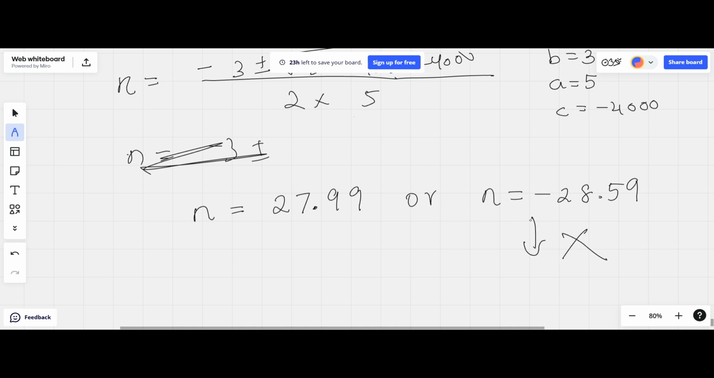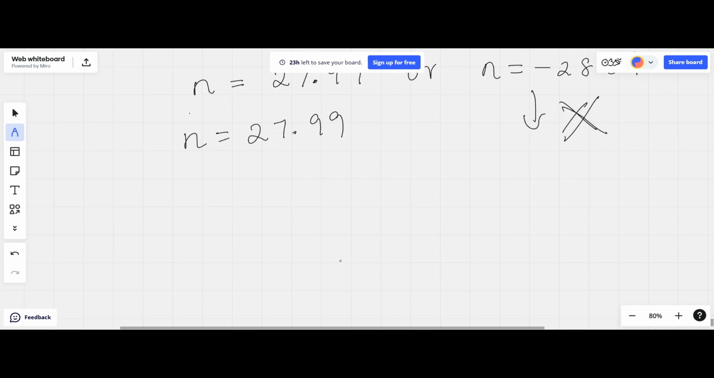So we can reject this. Why? Usually n means what? Which term? Fifth term, 10th term, 20th term, 25th term, 50th term, 75th term, like that. Will it be in minus? Do we say minus 25th term? No, there is nothing like that. First term, second term, third term. First number, second number, third number, fourth number. Do we say minus 25th number? There is nothing like that. So we can reject this. So the answer is n is equal to 27.99.